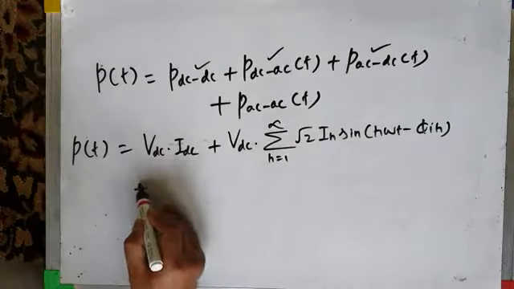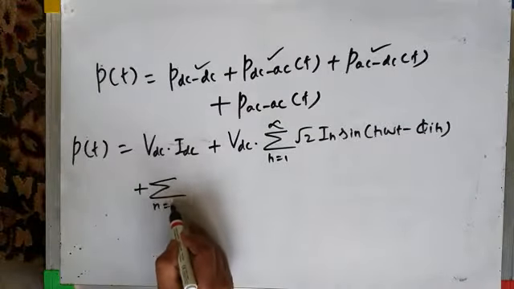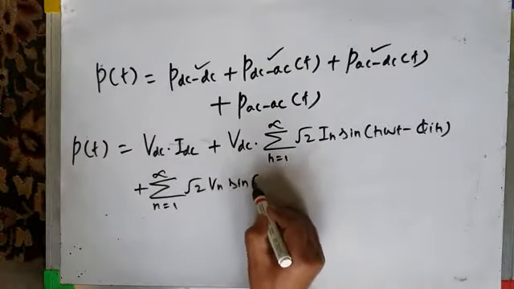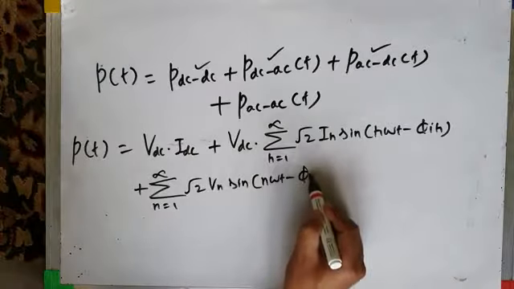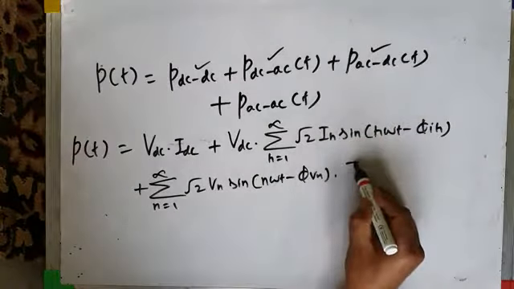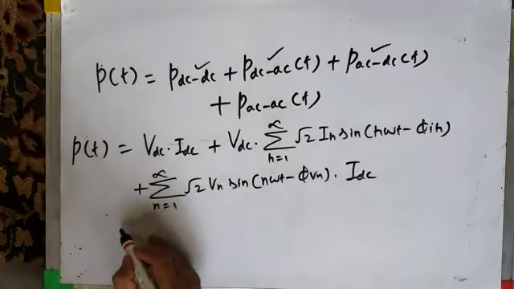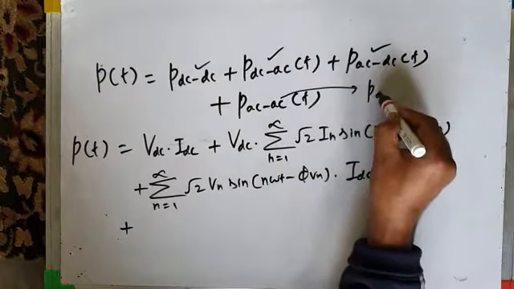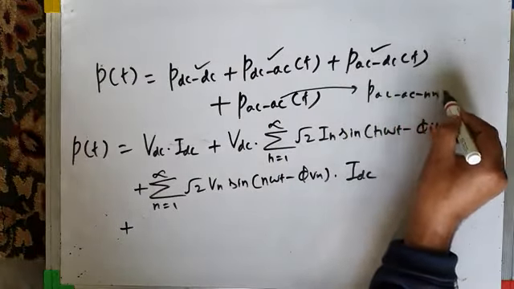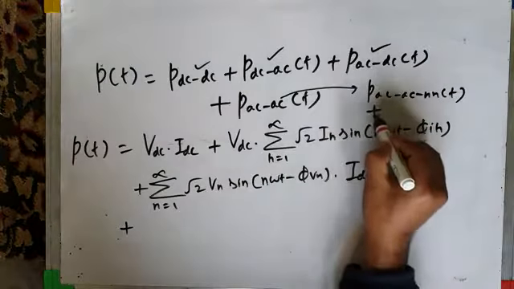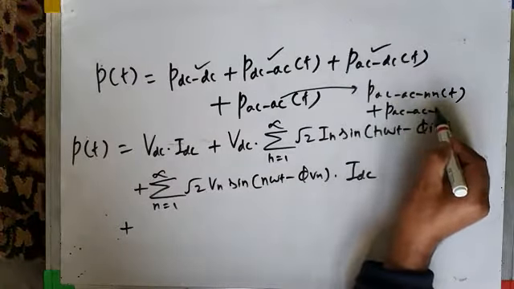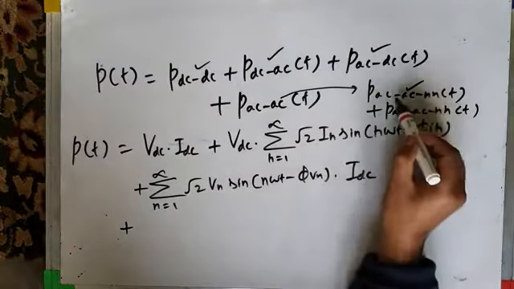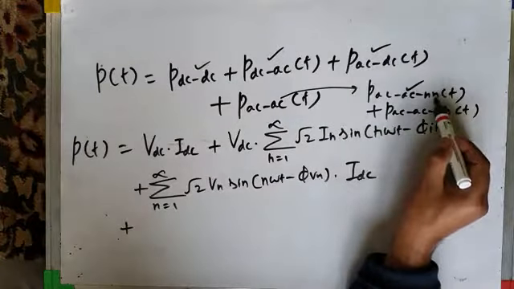And what is AC voltage? Applied voltage is this. Applied AC voltage is root 2 Vn sine of n omega t minus phi Vn into DC current. DC current is this. And finally, we have PAC AC. If you remember, this PAC AC has two components, PAC AC NN due to similar frequency components, plus PAC AC NH, non-similar components.